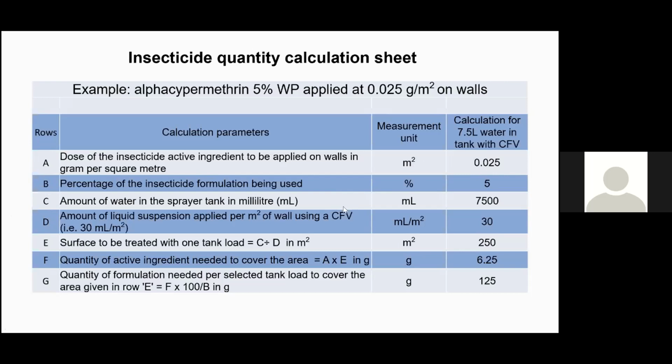And amount of liquid suspension applied on the wall per meter square using a CFE is 30 milliliter per meter square. And surface to be treated is 250 square meter when we use CFE. And quantity of insecticide required, active ingredient required, is given in gram, that is 6.25. And quantity of formulation needed for selected tank load to cover the area given in row E, that is 250 meter square, that will come to 125.